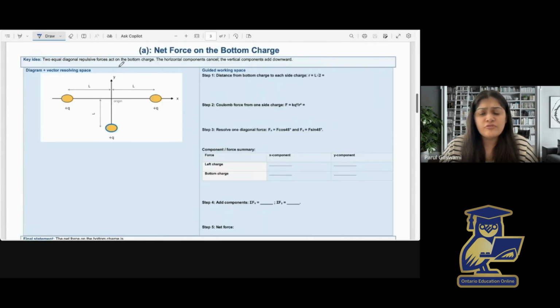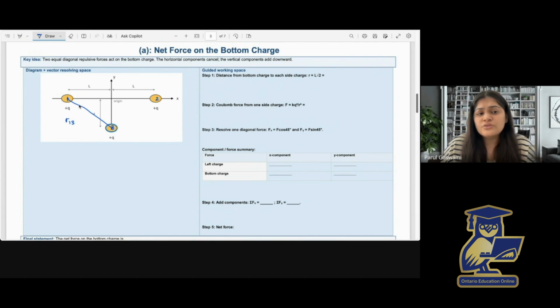Now let's determine the net force on the bottom charge in part A. We are going to mark these charges as charge 1, charge 2 and charge 3. Charge 3 is going to experience an electric force from charge 1 as well as from charge 2. So first we will consider the force between charge 1 and charge 3. For that, first we are going to join the distance between charge 1 and charge 3. I will mark the centers of these charges and join them using a straight line. So this is R13, the distance between charge 1 and charge 3.